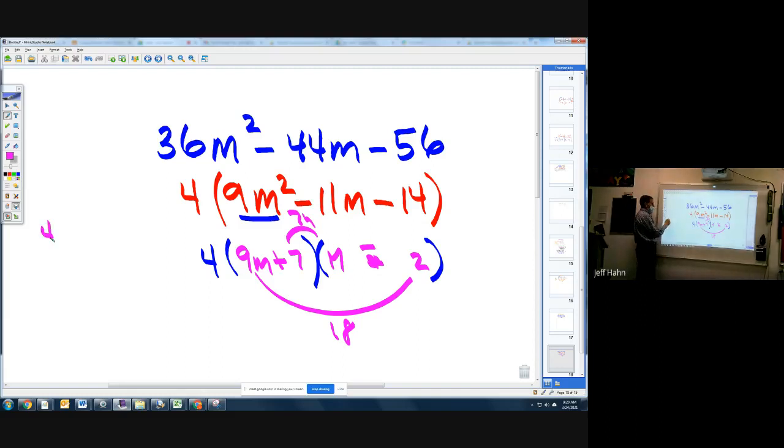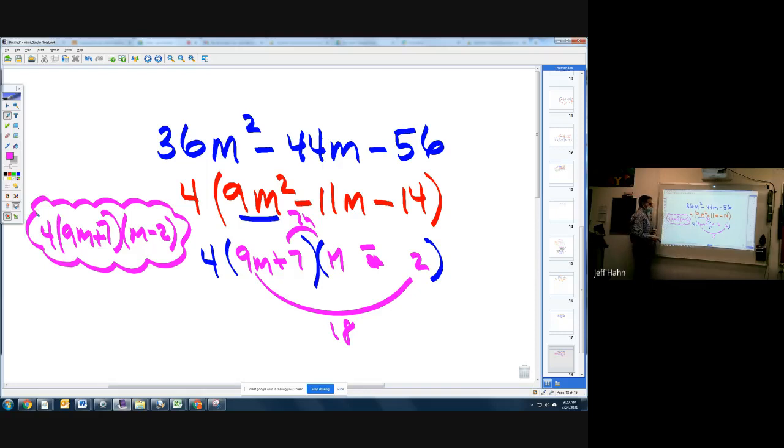Do you see the beauty of factoring trinomials, kids? It's like a giant puzzle. If you like to do puzzles, this is right up your proverbial alley. And there's no easy way to do it. None.